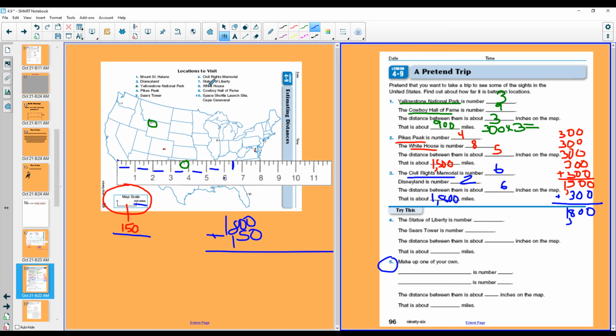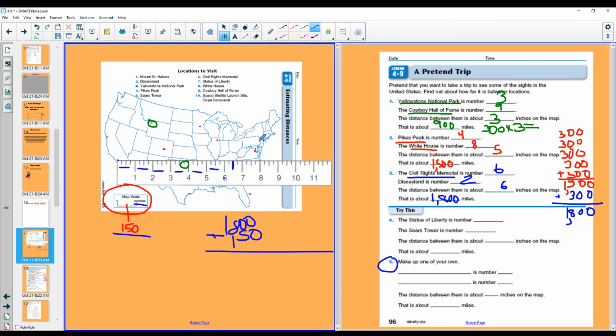All right, and then here, number 5, you're going to make up your own. So look at all these places and make up your own. Now, you could add number 11 here and put STMA in here, and we're right about, I don't know, right here. So if you want to do that and measure from there, that is an option too.